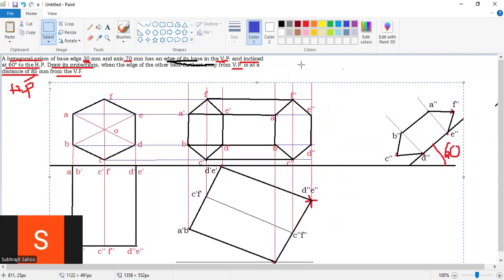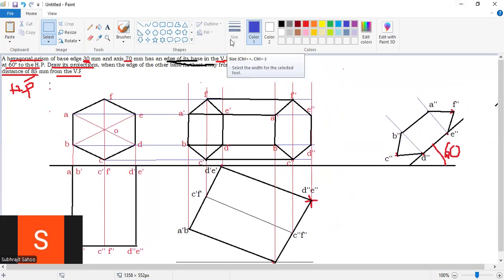Okay. Observe, sir. What will I do? Sir, here take the line and extend this line also. Extend this line also. From this point also extend one line. From this point also extend one line. Right?